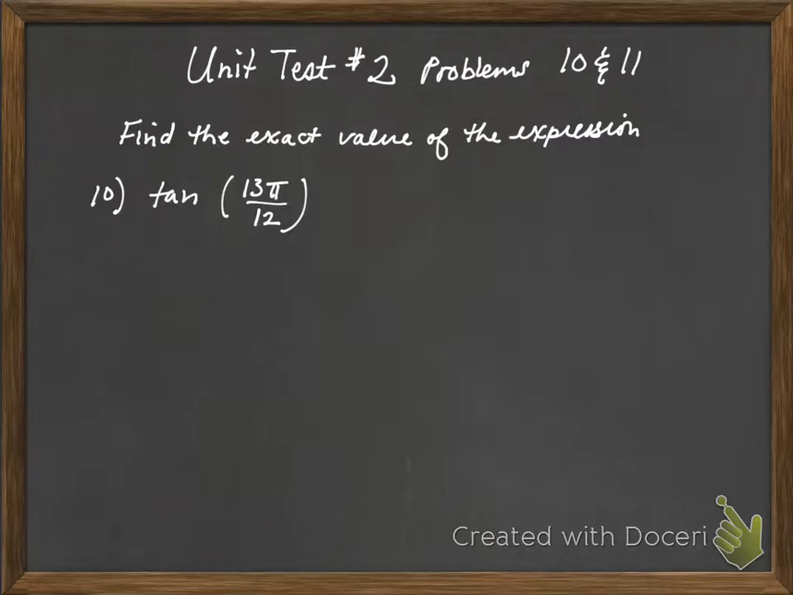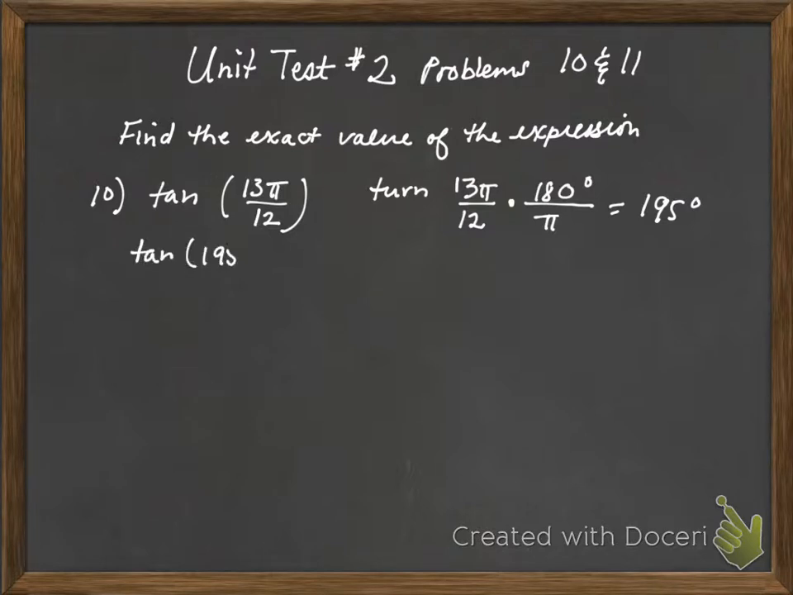So that gives me an idea that I'm probably going to have to use either the sum or the difference formula to figure this out. Another thing is 13 pi over 12 is kind of hard to work with. So if I turn 13 pi over 12 into degrees, it might give me more of an idea what I need to do. So to turn something into degrees, I take 180 degrees over pi. And when you simplify this down, it ends up being 195 degrees. All right, so now I'm looking for tangent at 195.